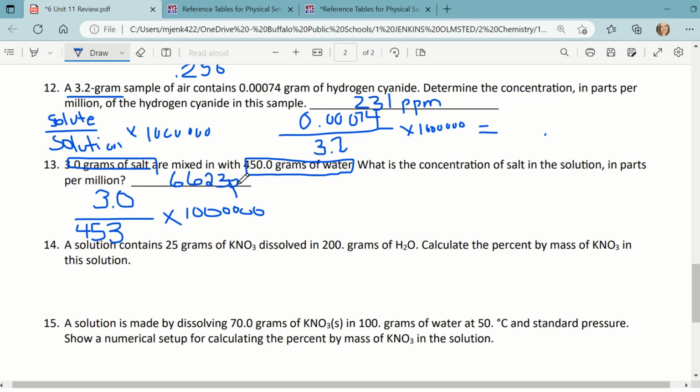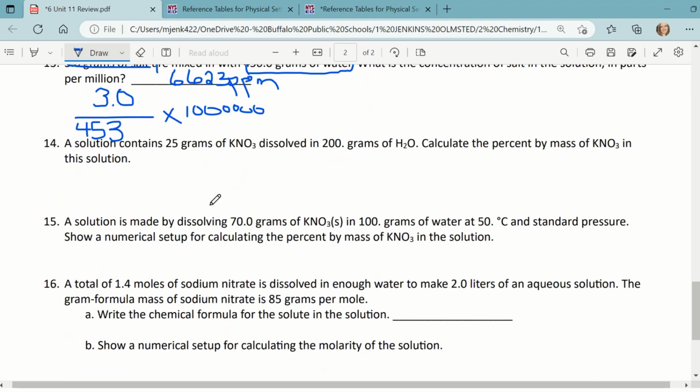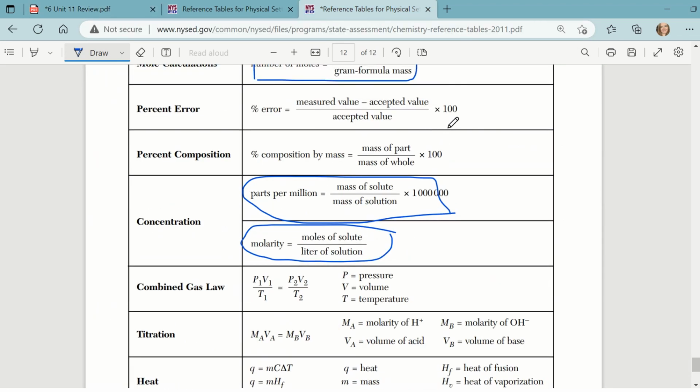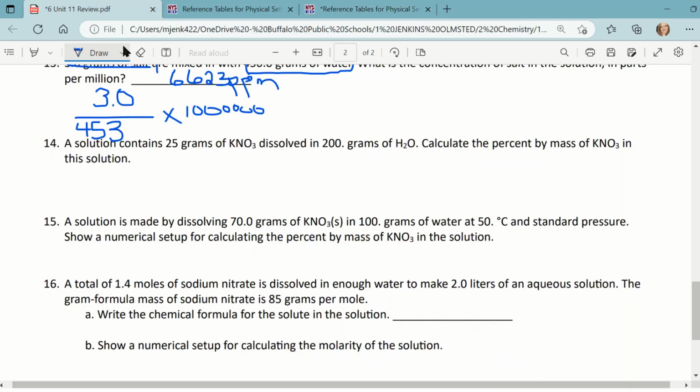parts per million. All right, so now a solution contains 25 grams of KNO3 dissolved in 200 grams of H2O. Calculate percent by mass. All right, so now I got to go back. This formula right here: it's mass of part over mass of whole times 100. So it's part over whole times 100. The part is 25 grams.